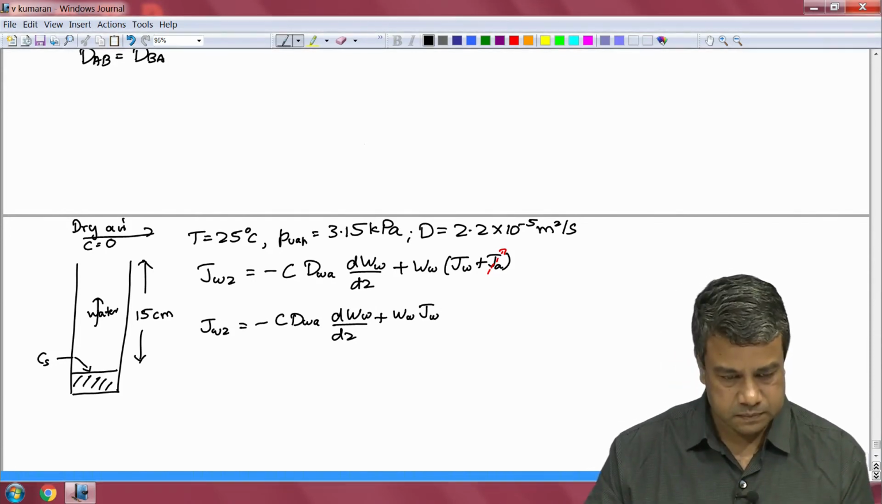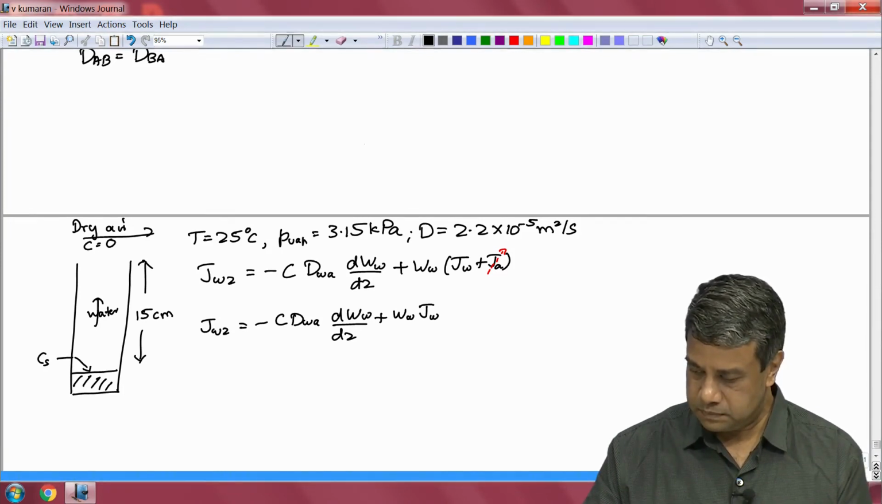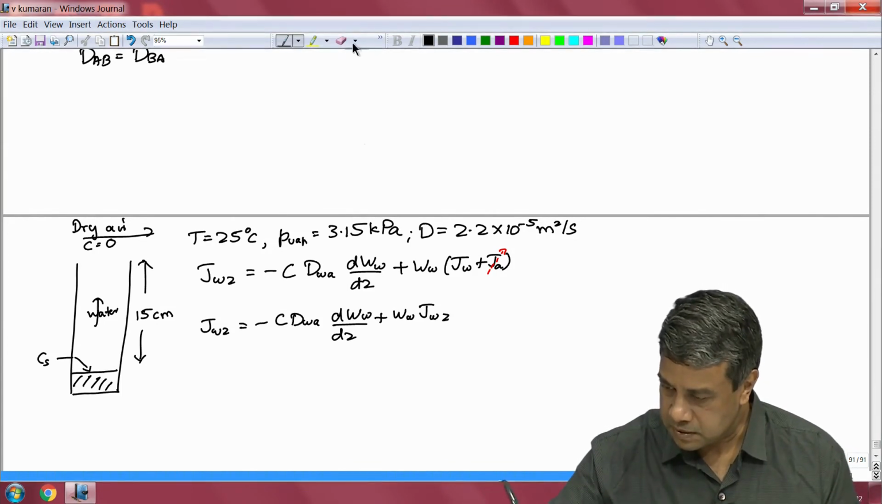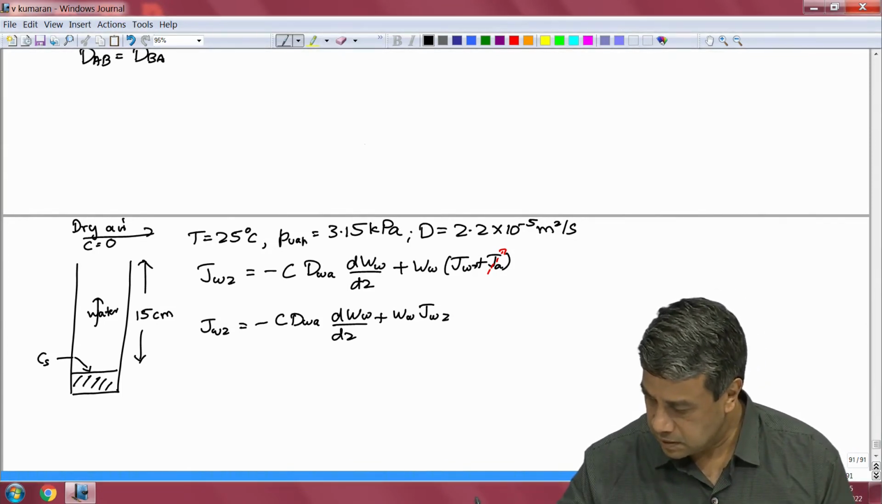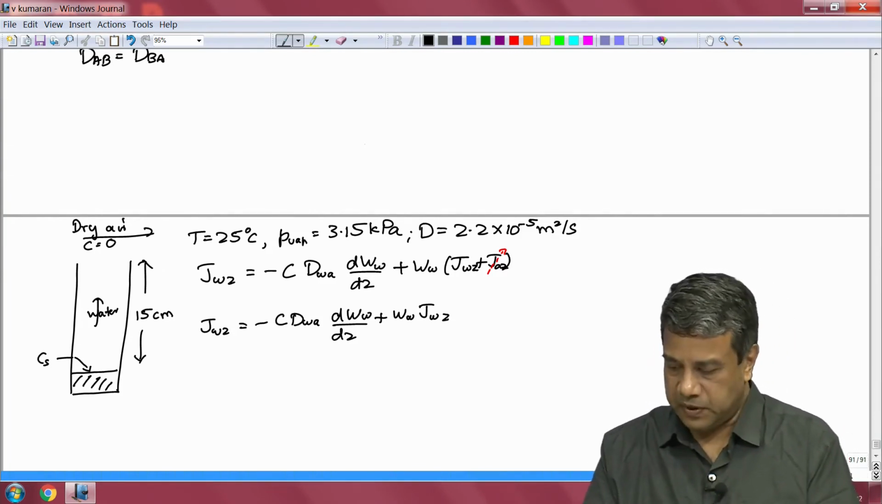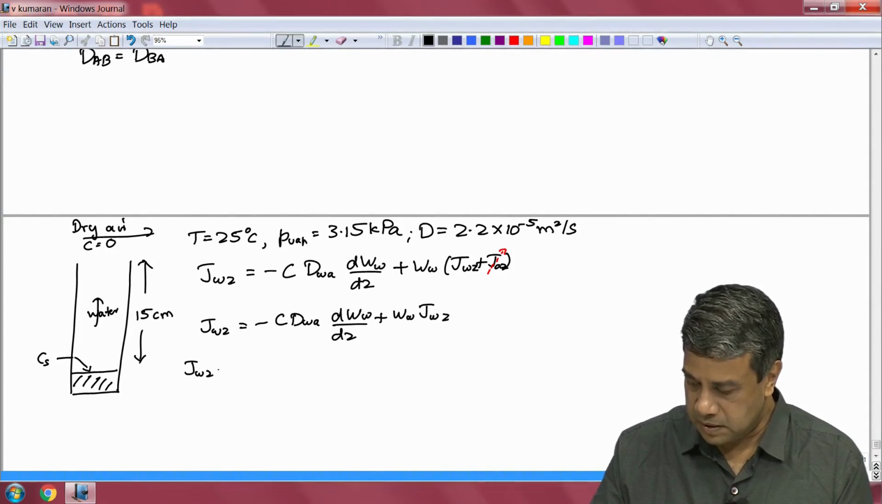J_Wz, I should put the subscript z, because I have neglected the flux of air. Take it to the other side and I get J_Wz into 1 minus W.